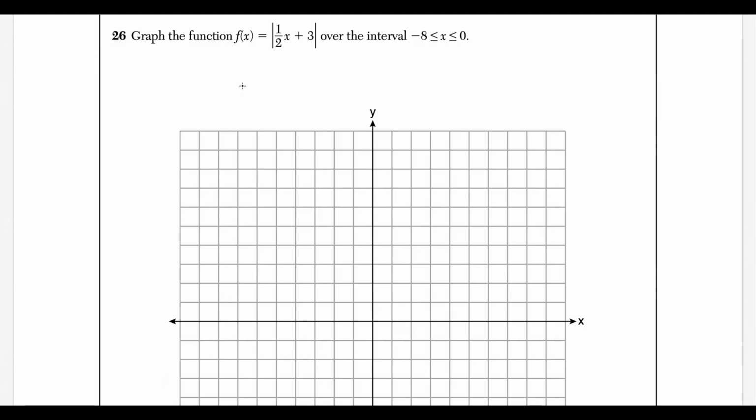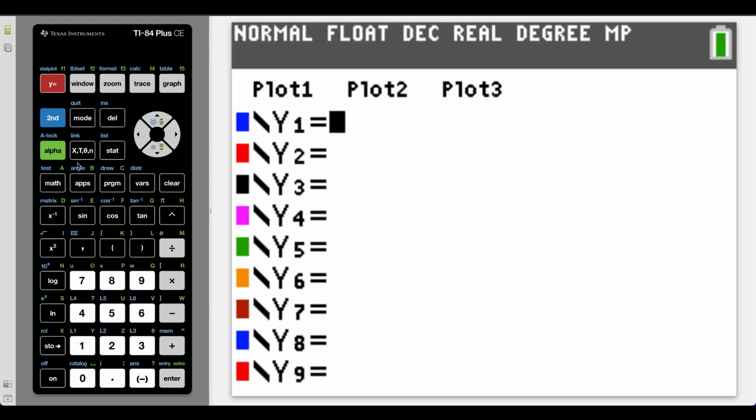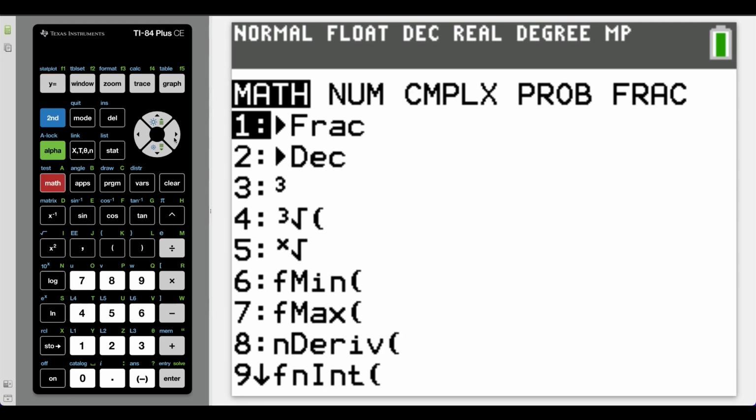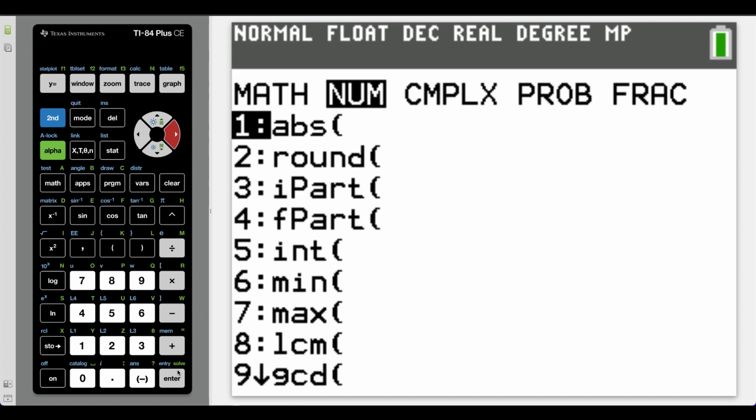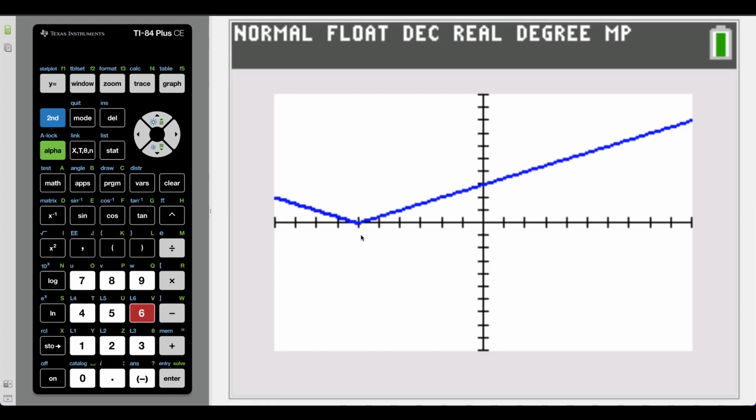For question 26, we want to graph this function f of x over the interval from negative 8 to 0. So if we hop over to the calculator view, if we want to graph absolute value, you press math, you go to the right under number here, and then ABS, the first one, is absolute value. And then we had 1/2 x plus 3. For 1/2, I could just put 0.5. So I have 0.5x plus 3, and then we're just going to press zoom 6 here just to make sure the calculator's in standard mode.